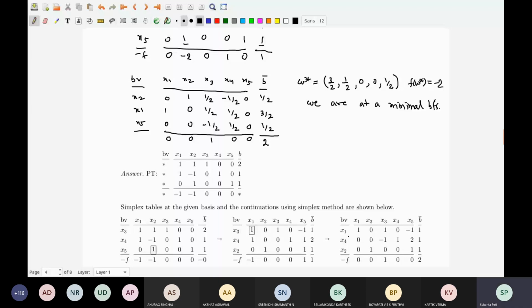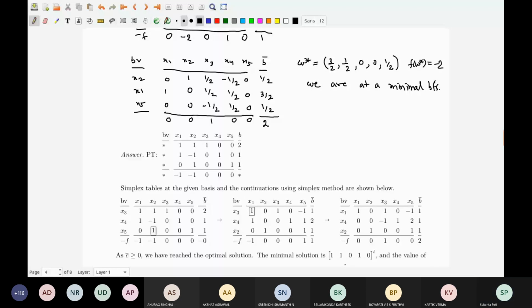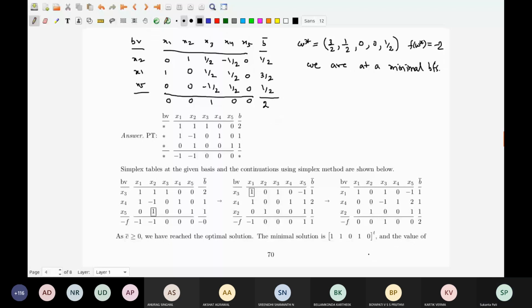Here a minimal solution is obtained at another BFS, and that is 1, 1, 0, 1, 0. Okay, so that is fine. I mean, nobody is saying that there is a unique minimal solution. You can get many BFS, so that is fine. That is no problem. Okay, so at least that clears it. Fine. Value, of course, will be -2. Each of them will have the same value.